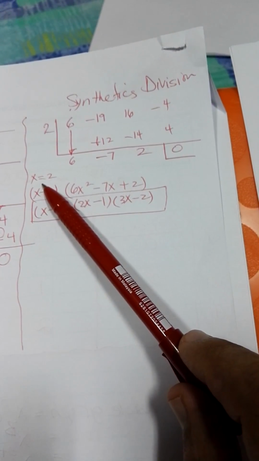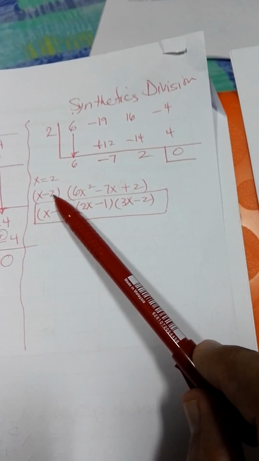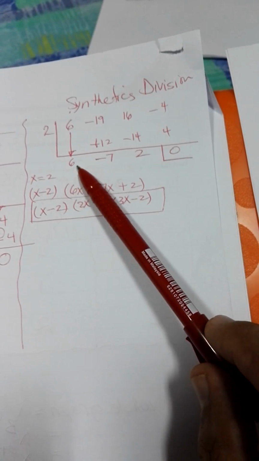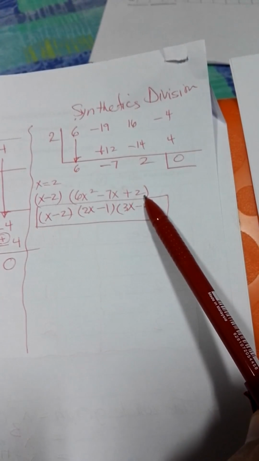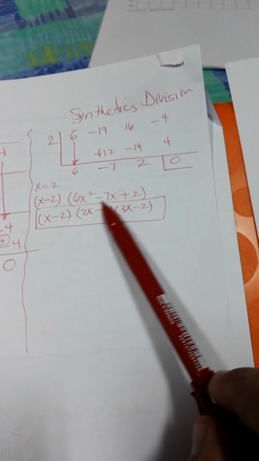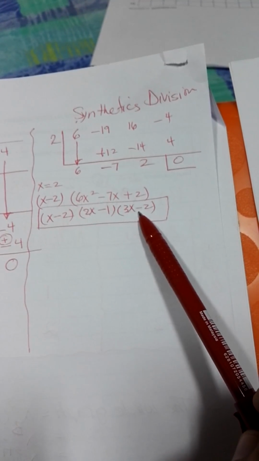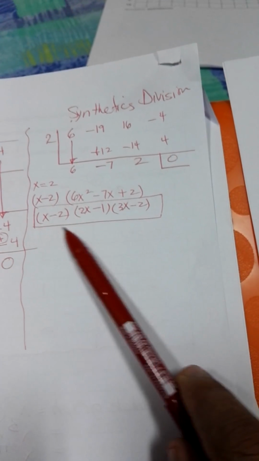So in this case, x equals 2, therefore x minus 2, and then you reduce the power down by 1, and you write down the terms, and then you factor it one more time. That's it. That's your final answer.